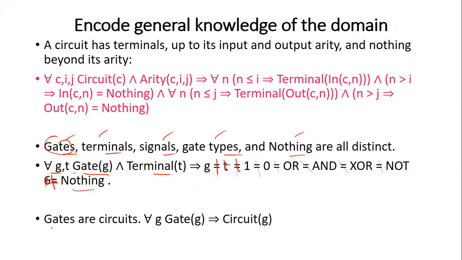And then we are saying that gates are circuits. So one is the overall circuit, but individual gates are also circuits. So for all G, gate of G implies circuit of G. So far what we have done is we have represented the generic knowledge of the domain. That's what we have done here.